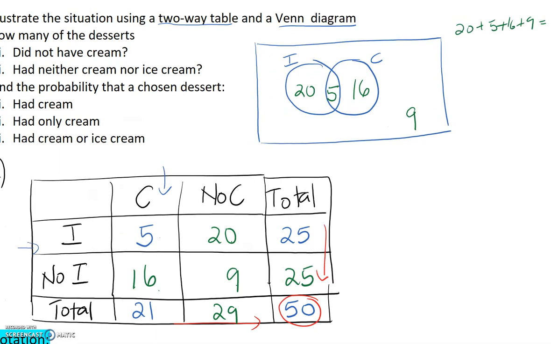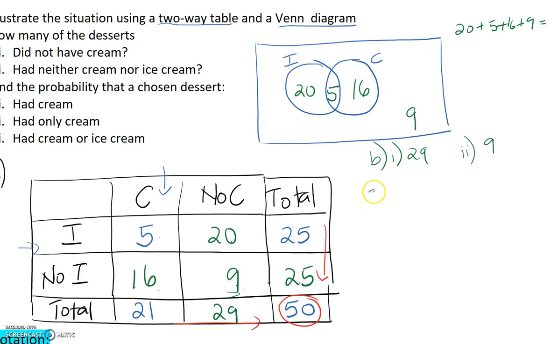Okay, now let's go and do the questions. So, the first one, part B, 1. How many of the desserts did not have cream? So no cream at all, which is a total of 29. How many of the desserts had neither cream nor ice cream? So no cream, no ice cream, and that is 9.